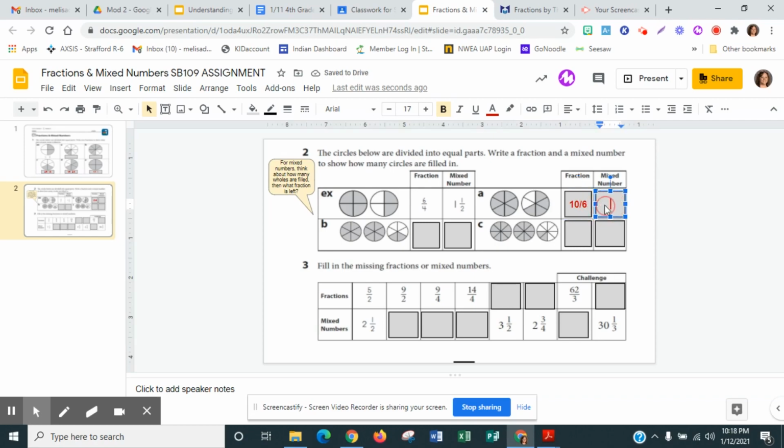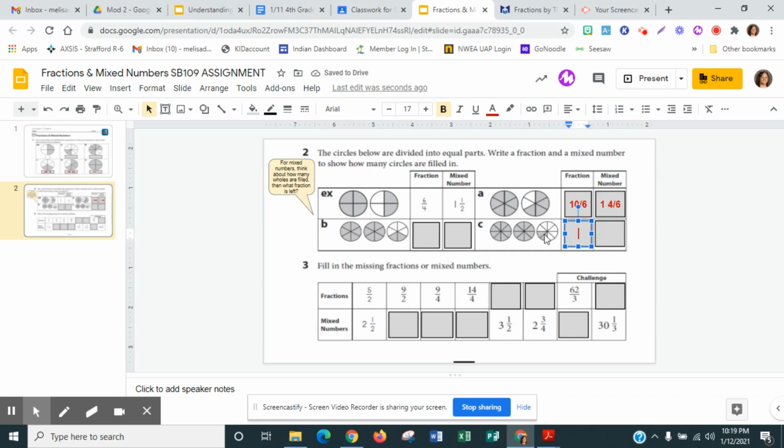And on our mixed number, this is the one that it's mixed because it has a whole number and a fraction. So how many whole pizzas, if you want to think of them as pizzas, are filled in? We have 1 whole. So that means we have 1 as a big number. And then what's our fraction of this other one that isn't all the way gone? Well, we know the bottom number is still sixths. It's still going to be a 6. And we have 1, 2, 3, 4 filled in. So it's 1 and 4/6.